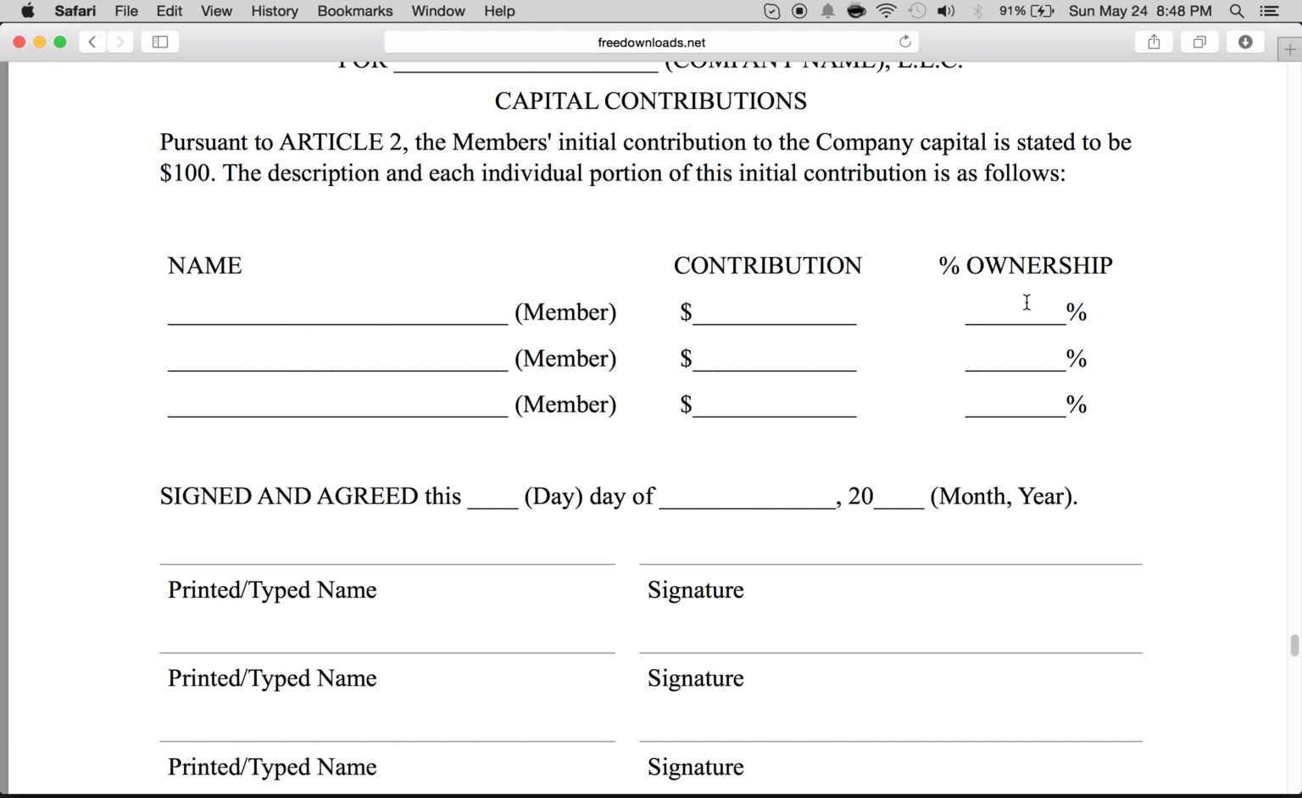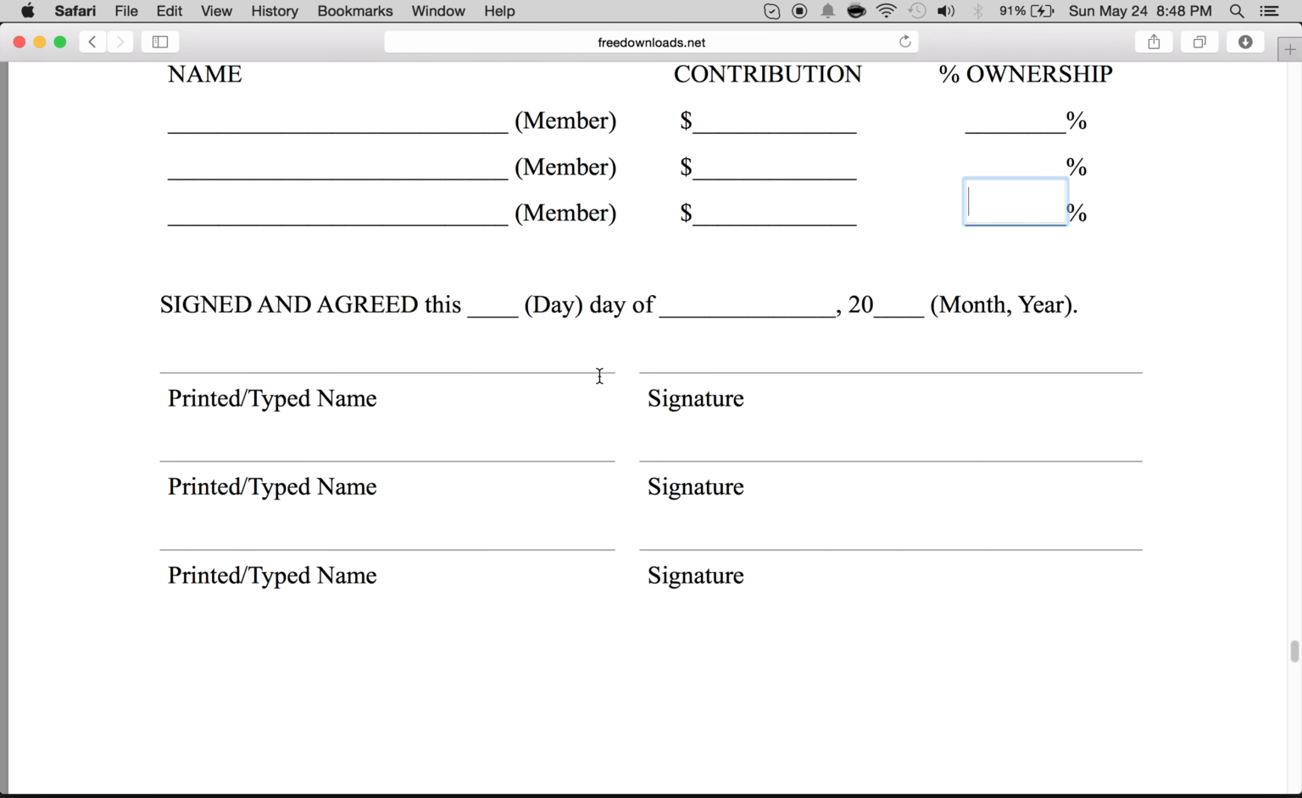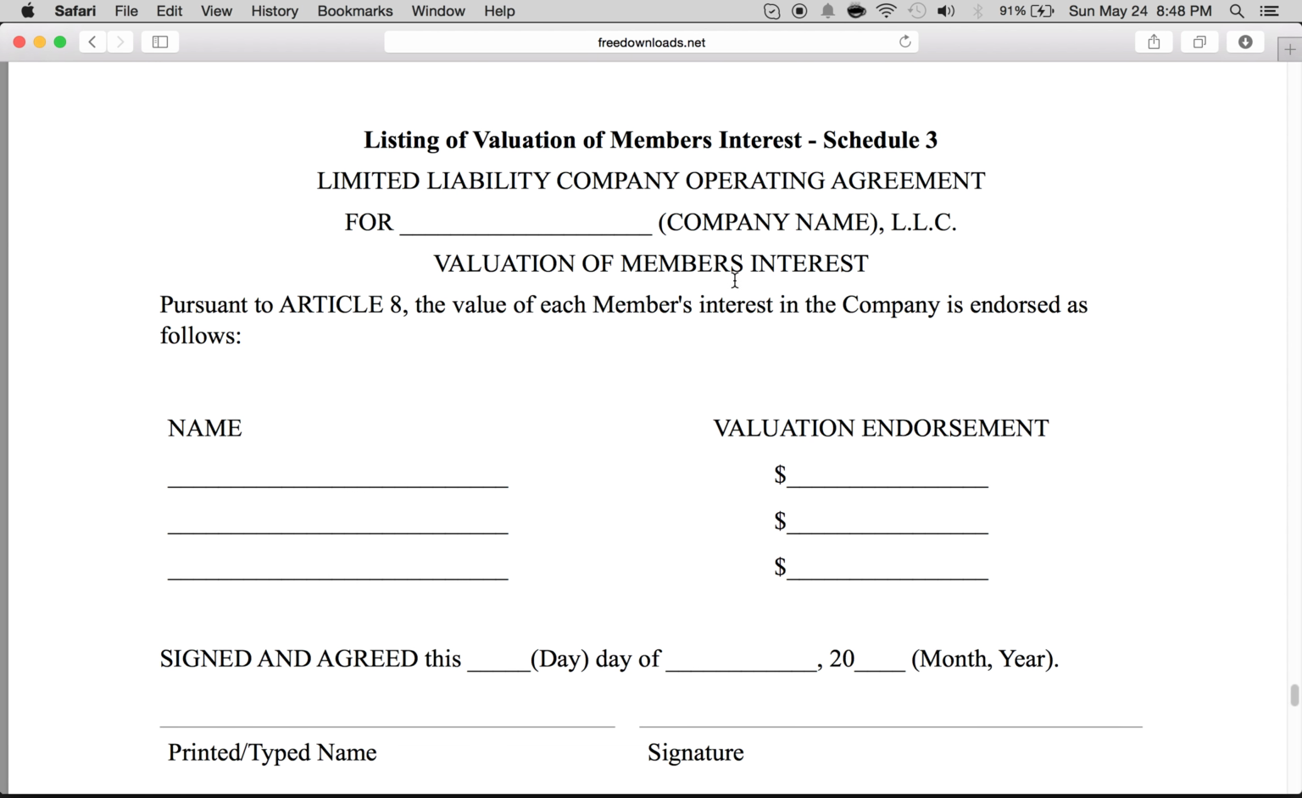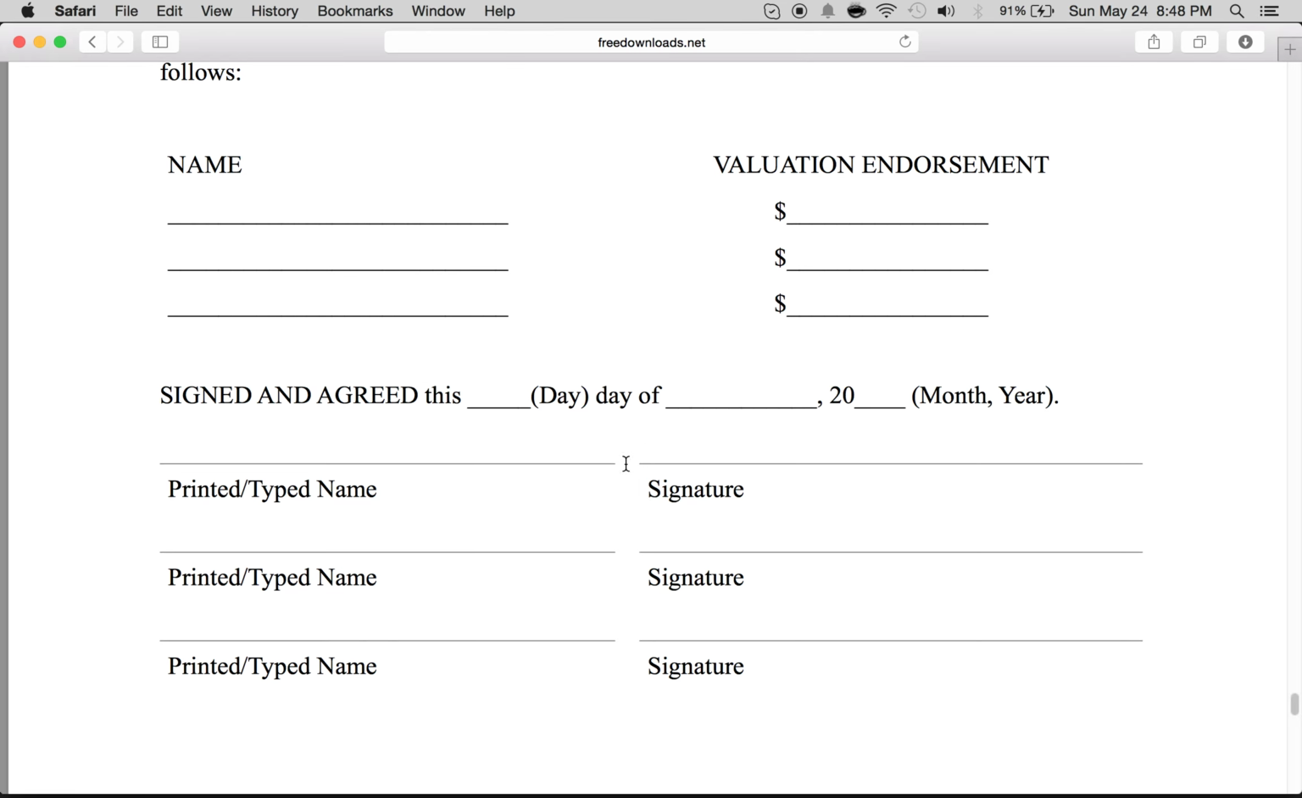And then this is the grand cannoli here. How much does each person own? This is probably the most important part of the form. So you can just go in here and enter each percentage. And we get to the bottom, Schedule 3, valuation of each member's interest. This is really just for tax purposes.